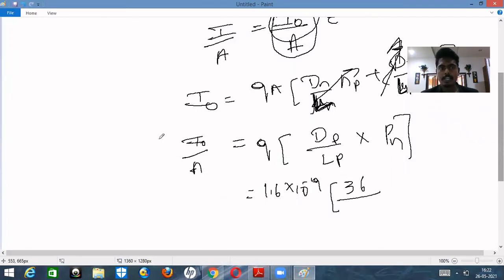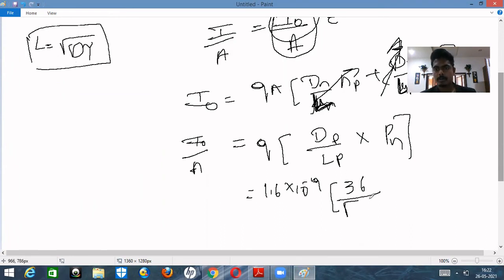Divided by Lp. What is diffusion length? L is equal to the square root of D into tau. This we have seen in semiconductor physics. So the square root of D tau is the square root of 36 into the time constant. The time constant is 100 microseconds, which is 100 into 10 power minus 6, into p.